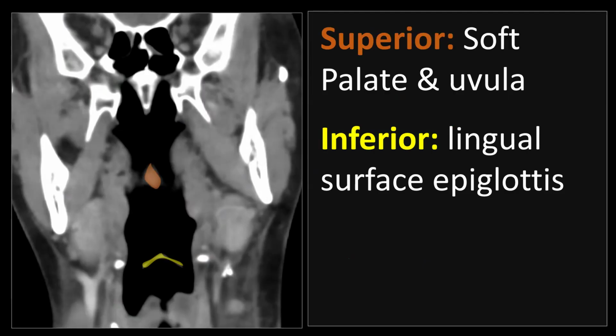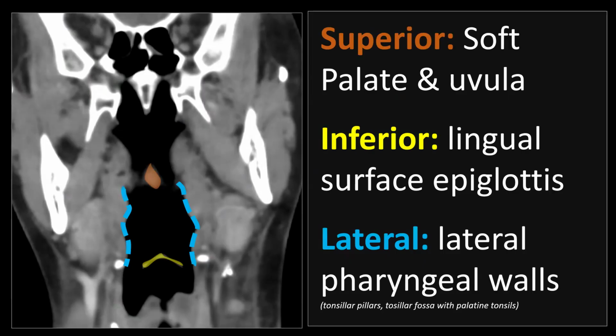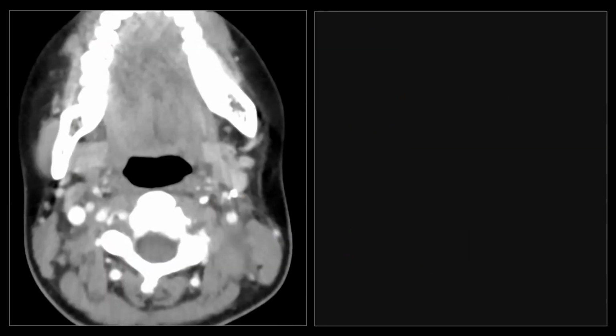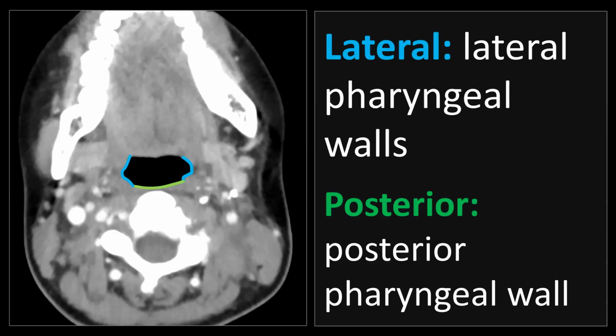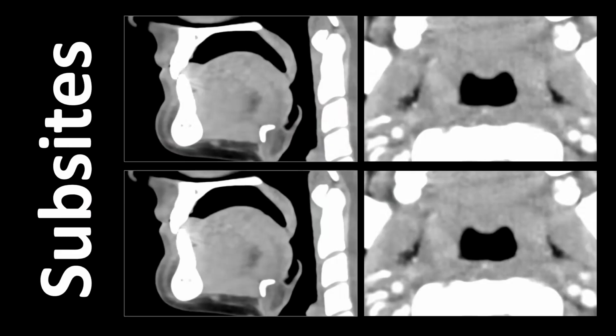So now we have an approximation of the superior and inferior border of the oropharynx, and these are the lateral pharyngeal walls of the oropharynx located between the soft palate and the epiglottis. Finally, let's examine the borders on a large axial image. We clearly see the lateral pharyngeal walls, and this is the posterior pharyngeal wall. And this here is the tongue base, which is, as said, part of the oropharynx, not of the oral cavity.